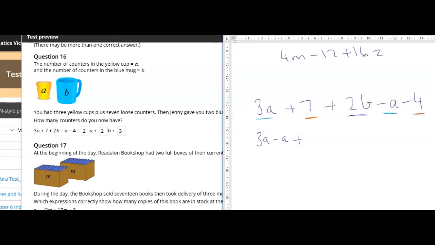Then we've got plus 7. Now the negative stays with the number. So the negative stayed with the a and the negative staying with the 4. So it's minus 4 plus 2b.